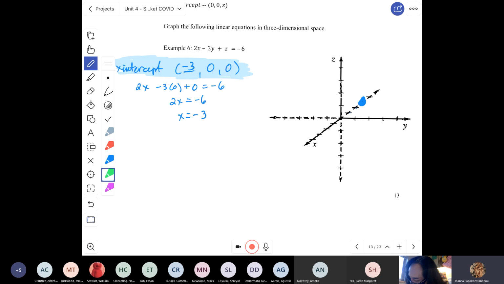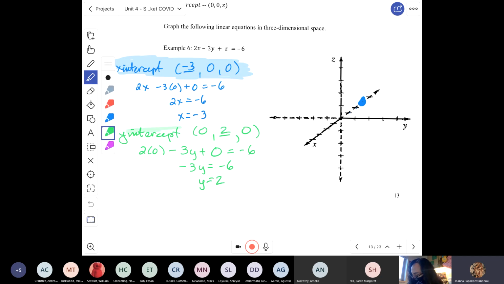Now let's go ahead and solve for the y-intercept. Remember, for your y-intercept, you set x equal to 0. You're solving for y, you set z equal to 0. So I go back to the original equation. Oops, that's a minus. And I get -3y equals -6. So y equals 2. So my y-intercept is in fact 0, 2, 0.